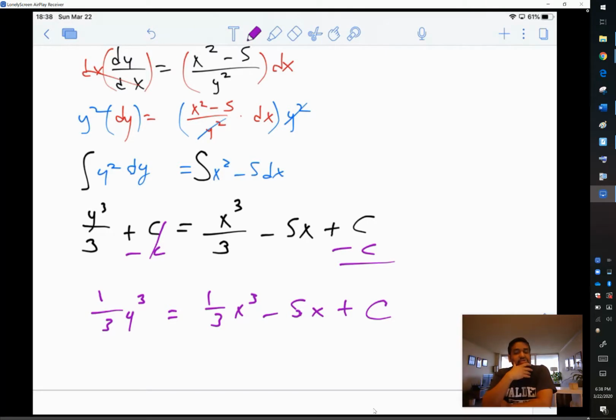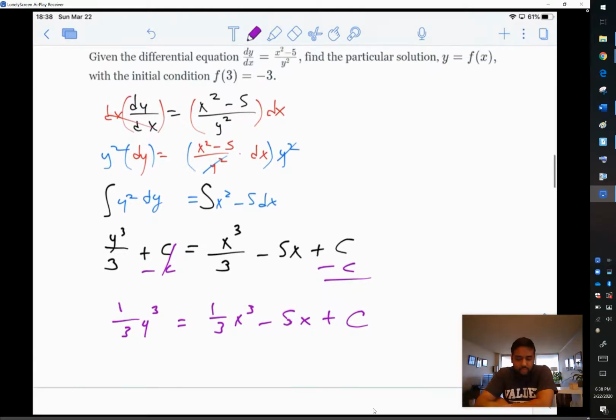I could at this point solve for y. I could do that and get a more precise general solution, I guess. But what I'm actually going to do is to plug in the given point earlier. We were told that f of 3 is -3. So our input is 3 and our output is -3. So I'm going to plug that value in to my differential equation right here. So I'm going to plug in 3, -3 for x and y respectively.